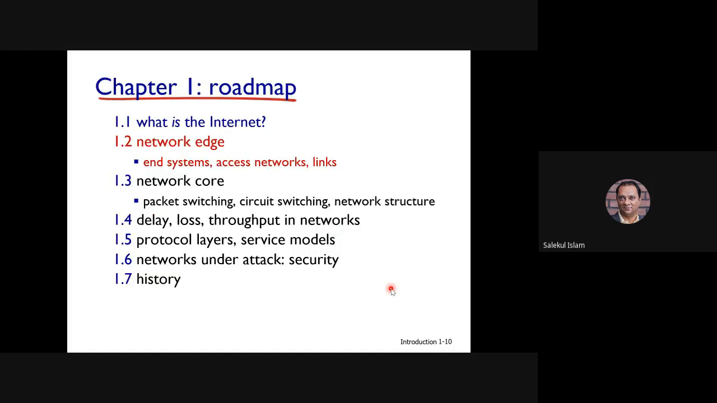Now we want to start with what is the network edge. As we were saying, as end systems we always connect to the internet through the network edge. So as a user of the internet, you must connect your end device, your end system, through the network edge. So you can never connect directly to the network core. We don't have any direct access to the network core. We can never go directly to the network core.